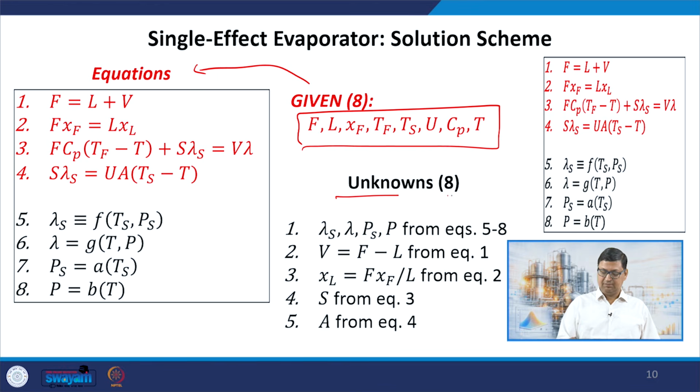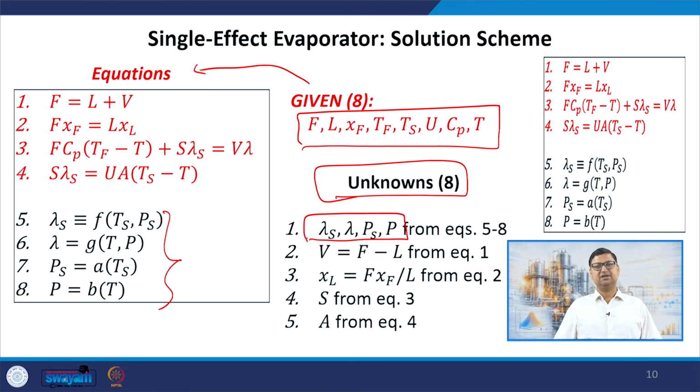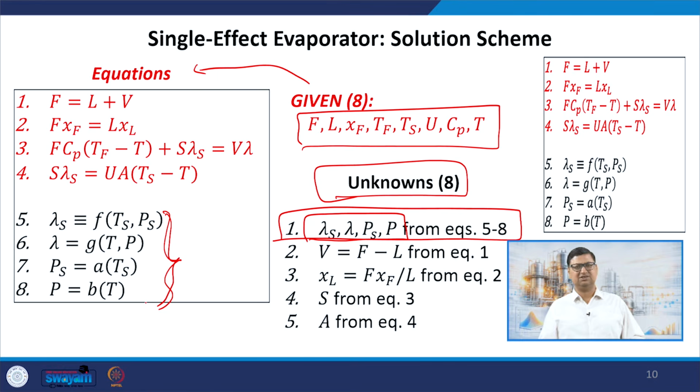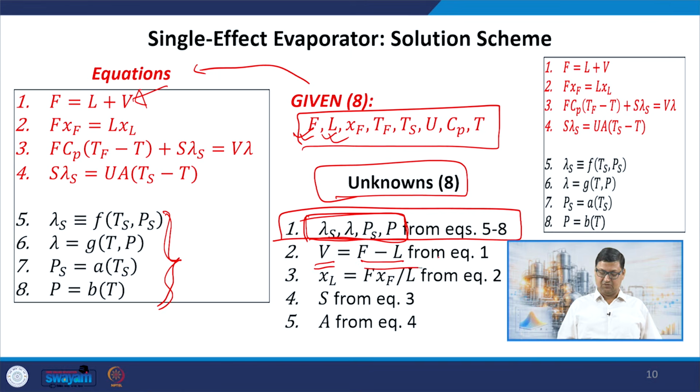So, we now have 8 unknowns remaining in the problem, and clearly I can use the last 4 equations here to get the latent heat and the pressures, and henceforth I will not be discussing these equations at all, and I will simply say that these are known, but keep in mind that these are coming from these property relations or steam table, whatever, right. So, once I get these 4, then V is an unknown for us, but V we can get from this equation, because I know F and I know L. So, V becomes equal to F minus L from equation 1.